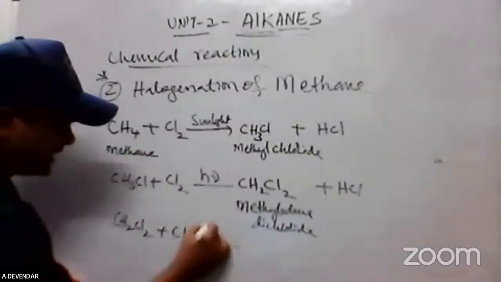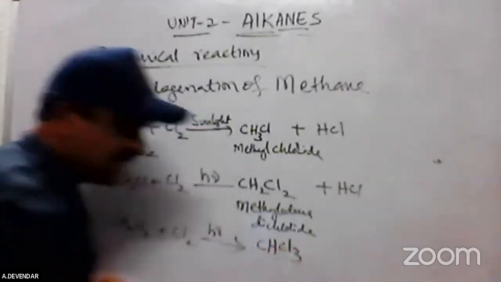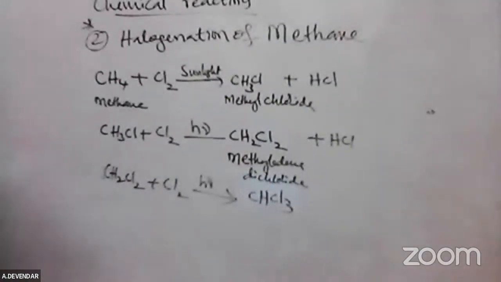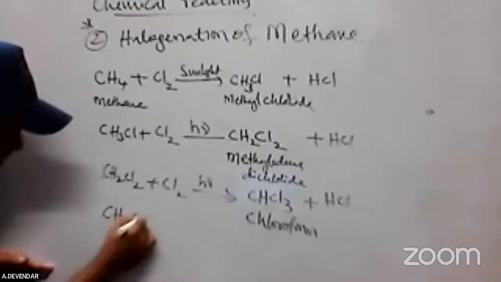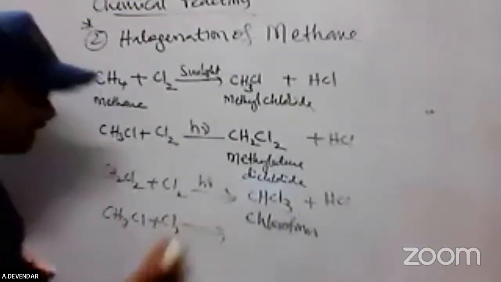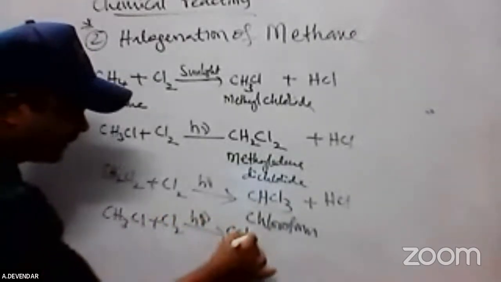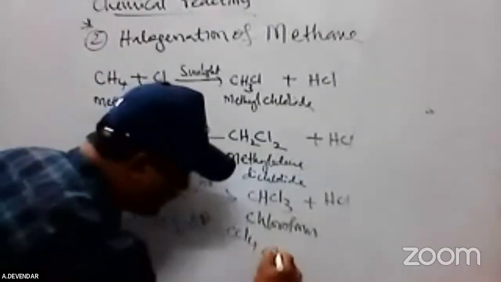This methylidine dichloride again reacts with chlorine in the presence of sunlight, forming CHCl3. The formula CHCl3 is very important. CHCl3 is called chloroform. HCl is formed. This chloroform again does not stop. Again it reacts with chlorine gas in the presence of sunlight, forming CCl4. This is called carbon tetrachloride.